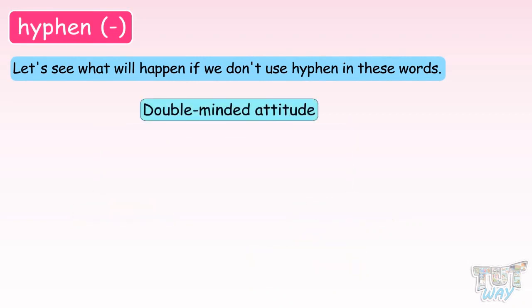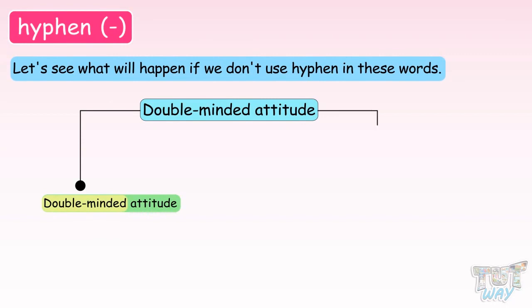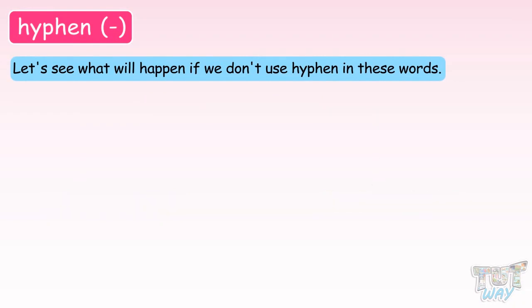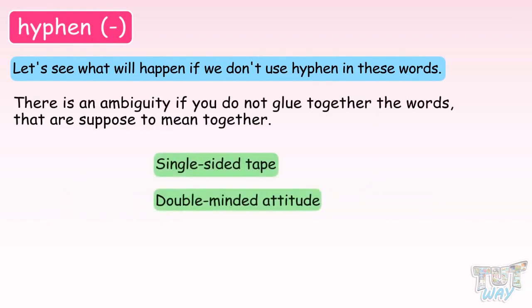Double minded attitude. No hyphen is there. It has 2 meanings. Either it is double-minded attitude, that is, double-minded are glued, or the other one is double, minded attitude. The words minded attitude have no meaning. So there is ambiguity if you do not glue together the words that are supposed to mean together.